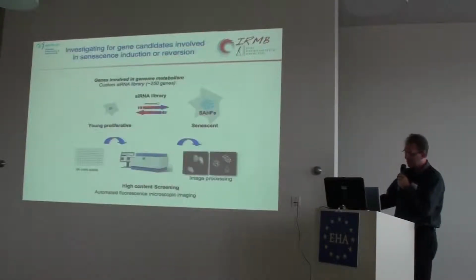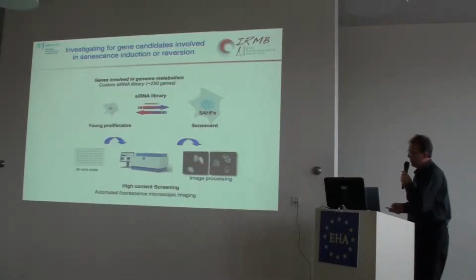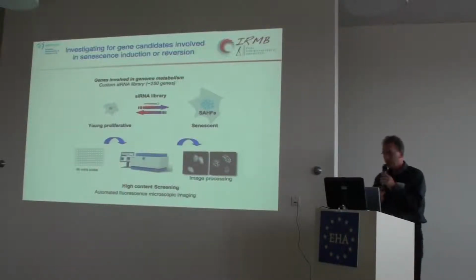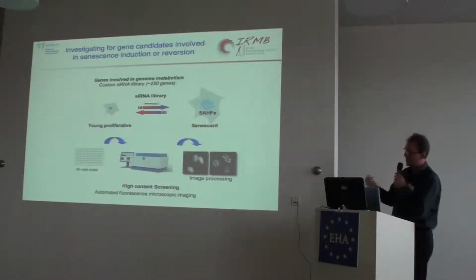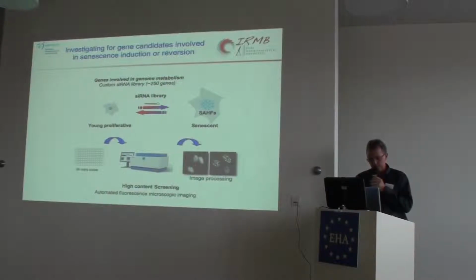For the first screen, we used a homemade library of 250 genes, and we used fibroblasts to induce senescence after downregulation of these genes, and the readout was the formation of SAHF. But we also did the reverse experiment, to see whether we can reverse the structuration in SAHF, and this is what we did in the high content screening.